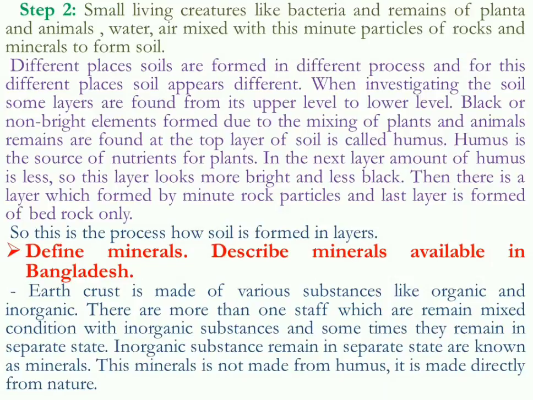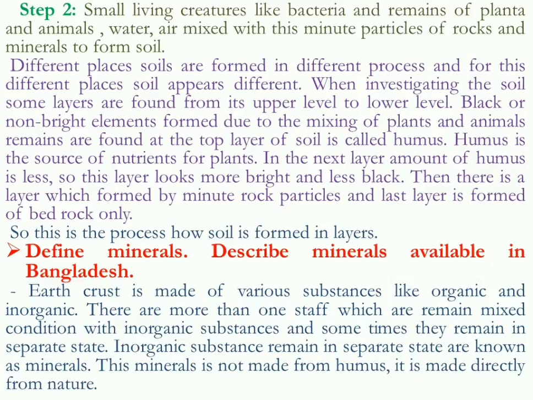and sometimes they are in a separate state. Sometimes they are in mixed condition, sometimes in a separate state. So inorganic substances that remain in a separate state are known as minerals. Inorganic substance means these are not formed from the decomposition of animal or plant bodies, so these are known as minerals, and they should stay in a separate condition. Another characteristic of minerals is that they are not made from humus, they are made directly from nature. So this is about minerals.